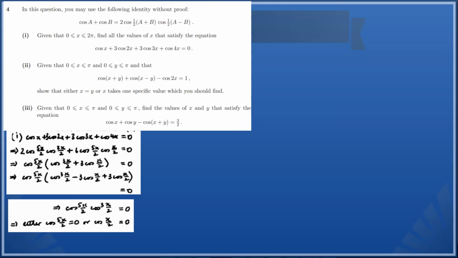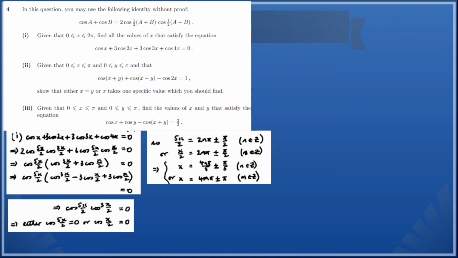So what are the possibilities for this expression to be equal to 0? Either cos 5x/2 has to equal 0, or cos x/2 has to equal 0, since cos cubed x/2 must equal 0, so it would follow that cos x/2 equals 0. So now we are working with those two possibilities.